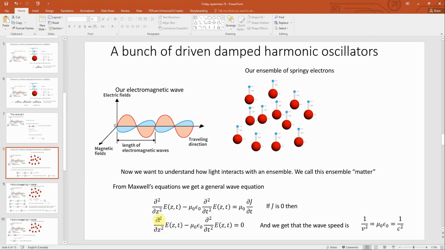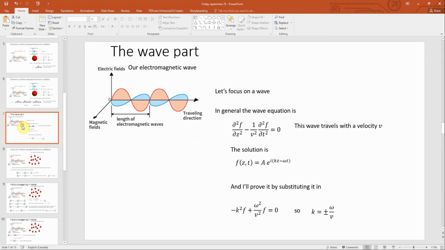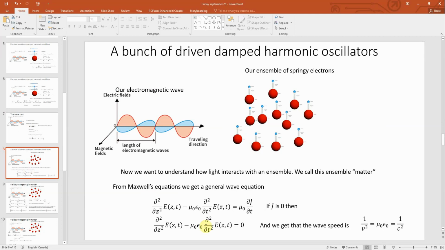So we have the second order derivative of the electric field with respect to space minus the second order derivative of the electric field with respect to time times mu naught epsilon naught, with mu naught being the permeability of free space and epsilon naught being the permittivity of free space, equal to 0. But this looks exactly like our wave equation from before, where in front we had 1 over v squared. Now, instead of 1 over v squared, we get mu naught epsilon naught.